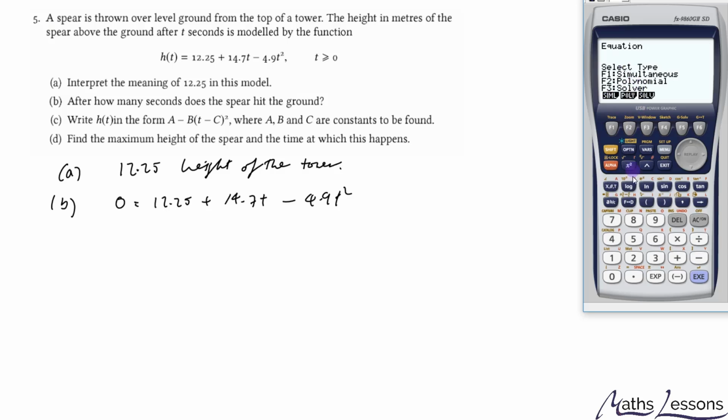Okay, so we put it into our polynomial solver, so F2, degree 2, and we've got minus 4.9 as our value of a. Just delete that because we didn't get the point. And then we want 14.7, our value of b, and our value of c is 12.25. And we press solve. And I get no real roots, which means I've made a mistake.